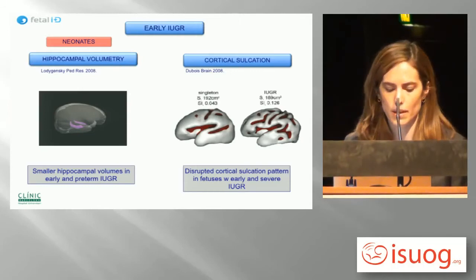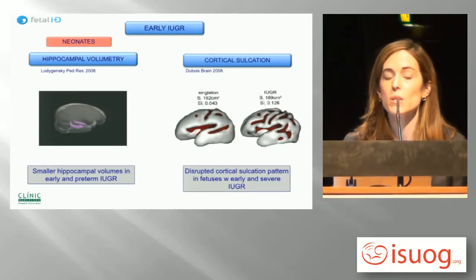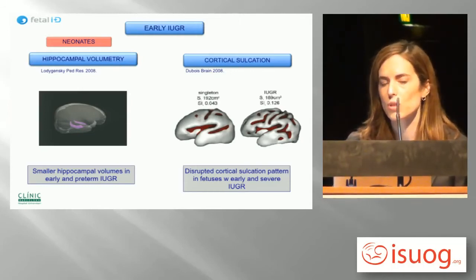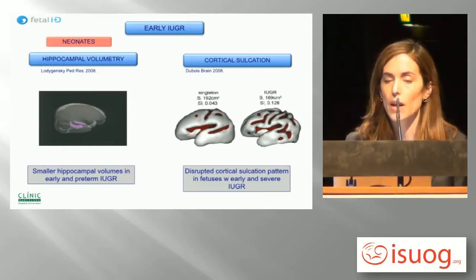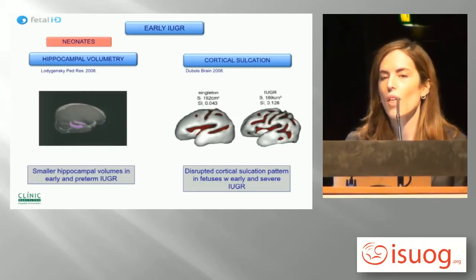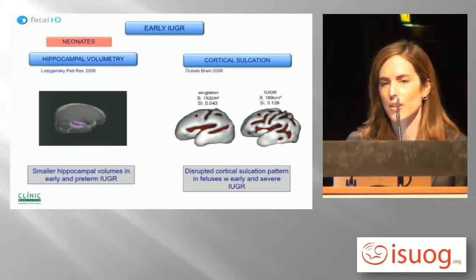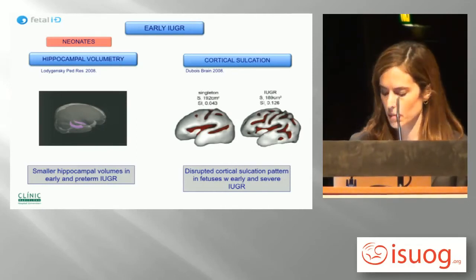such as, for example, smaller hippocampal volumes. The hippocampus is a key structure for memory. And also, it has been reported that the cortical sulcation pattern is very abnormal in these early IUGR babies.